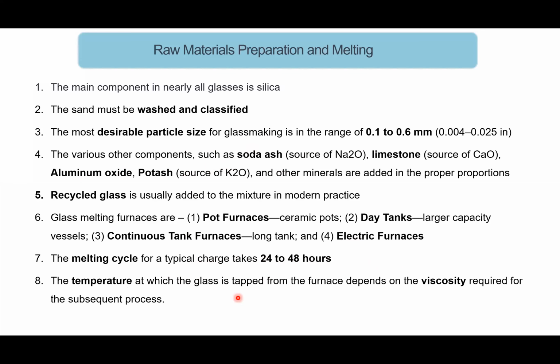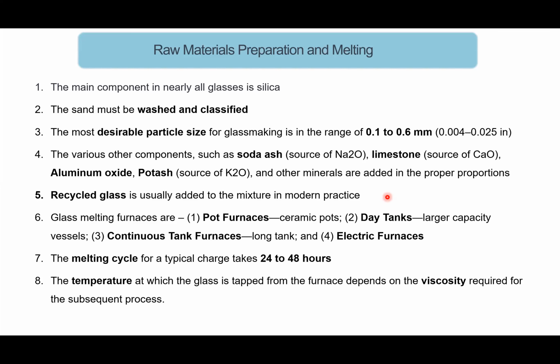And the temperature at which glass is taken from the furnace depends on the viscosity required for the subsequent process. There are various processes of glass product making. First one I can talk about is casting. For casting you'll need a huge amount of fluidity of the glass. Then you have to heat the glass at a higher temperature to get high liquidity, because the viscosity of the glass depends on the temperature. If you raise the temperature, then viscosity will decrease, and it will be more liquid.